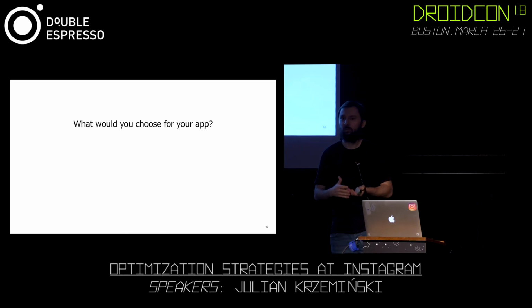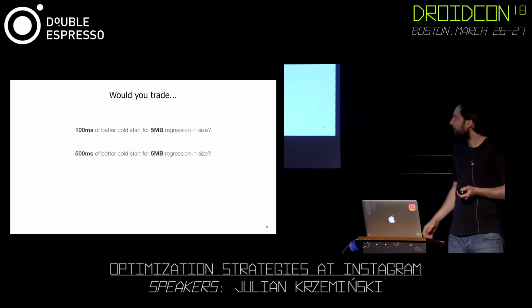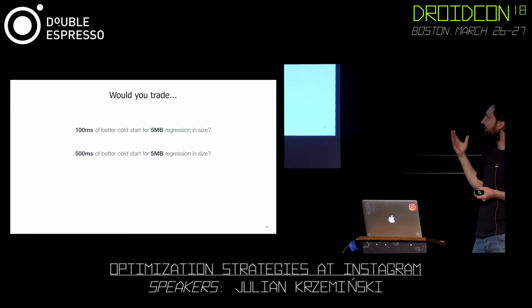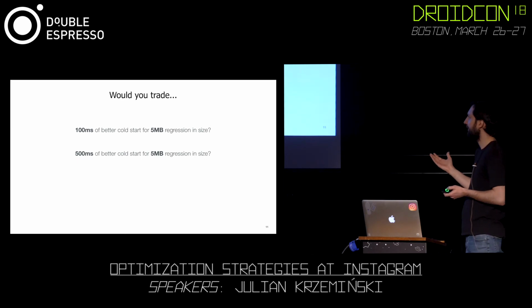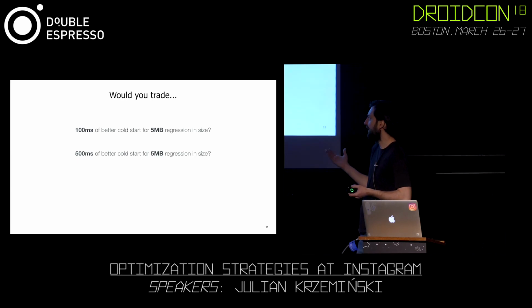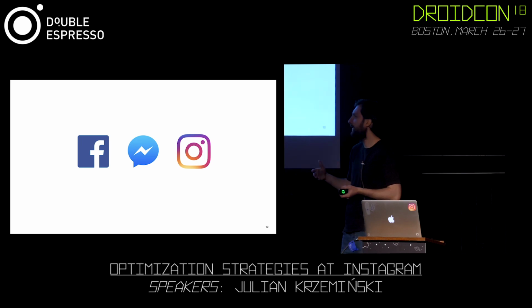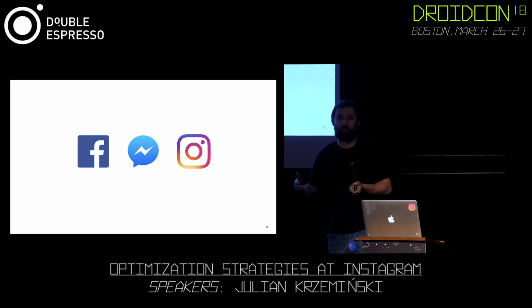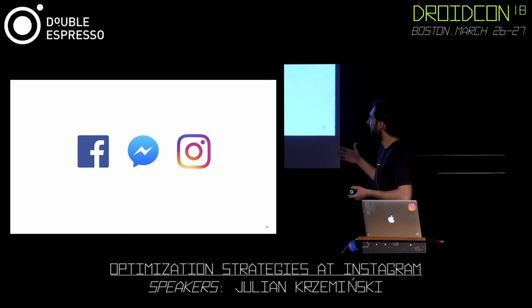Do you think apps are different? Some apps need better cold start, some need better app size. So what would you choose for your app? For instance, would you trade 100 milliseconds of improvement to cold start for a 5 megabyte regression in size? What about 500 milliseconds of better cold start for 5 megabyte regression in size? Those are difficult questions to answer. And by we, I mean the family of Facebook apps, Facebook, Messenger, and Instagram. I don't think WhatsApp was involved in this.